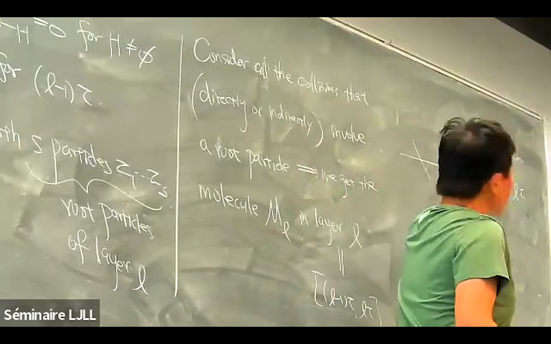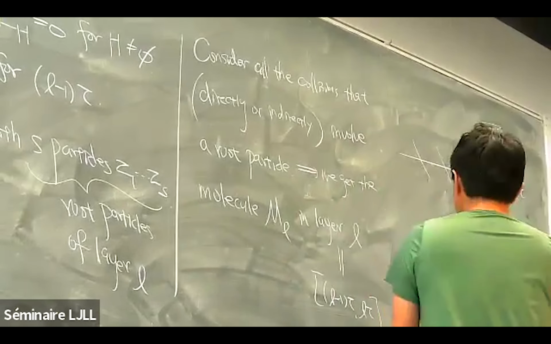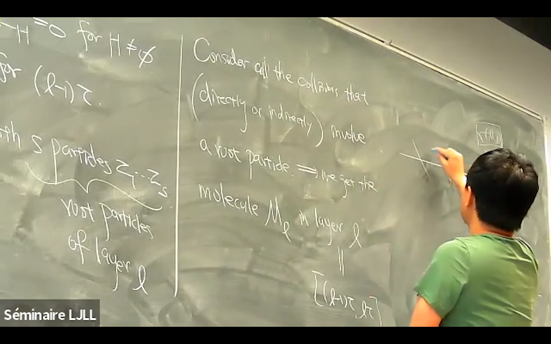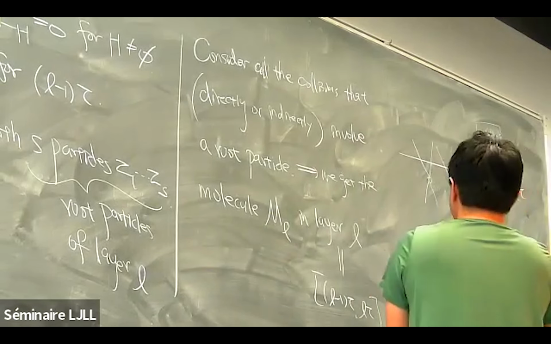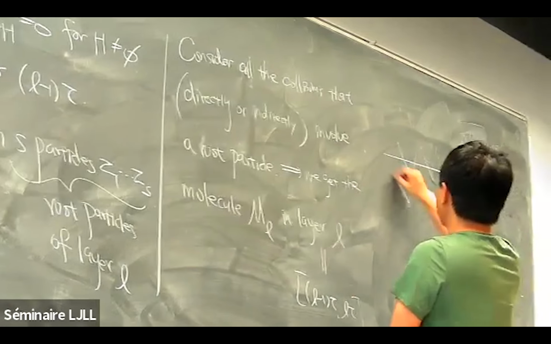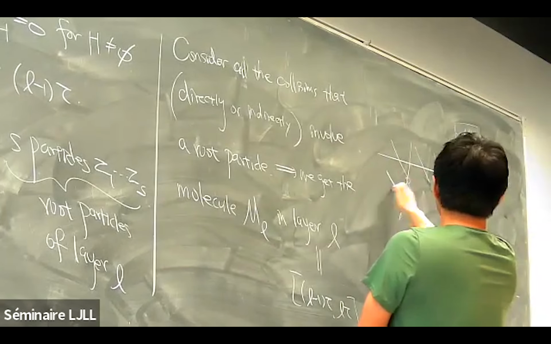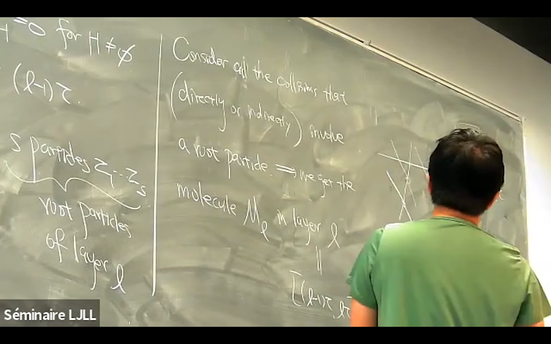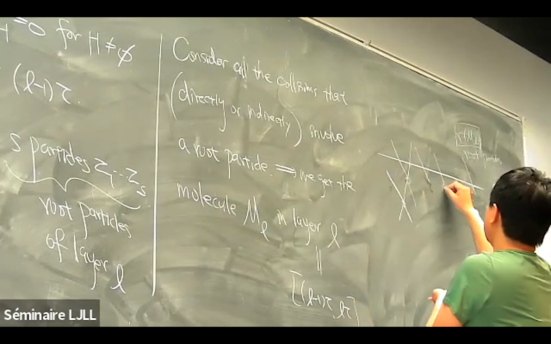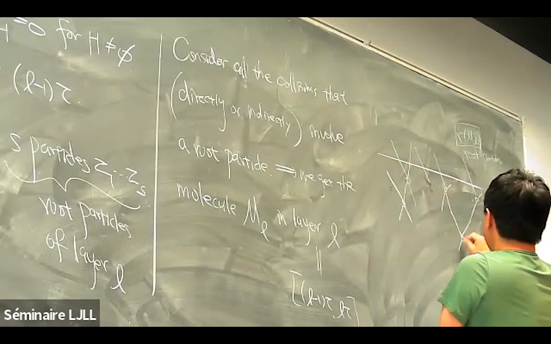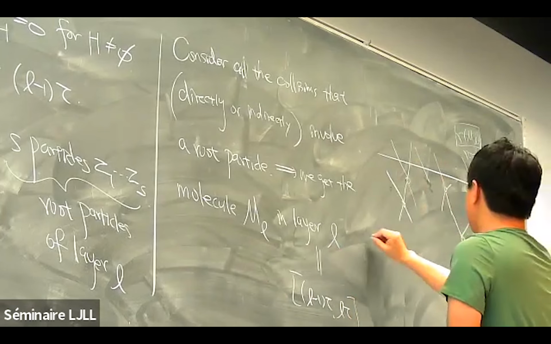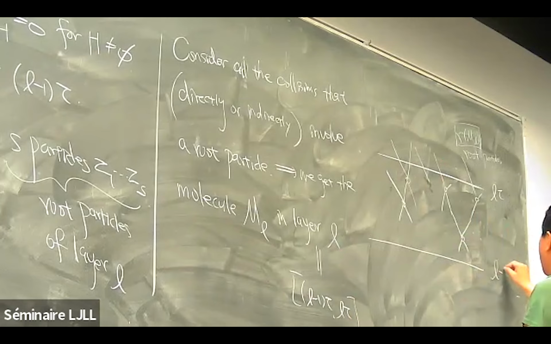These particles are going to have collisions between themselves, maybe like this, and they're going to have collisions with other particles. These other particles also count in the molecule in layer L, and there are others. Whenever you have a molecule, you have L minus 1 below it.